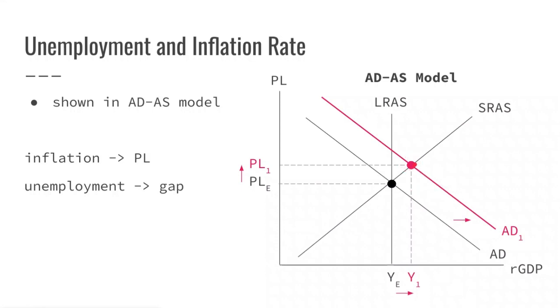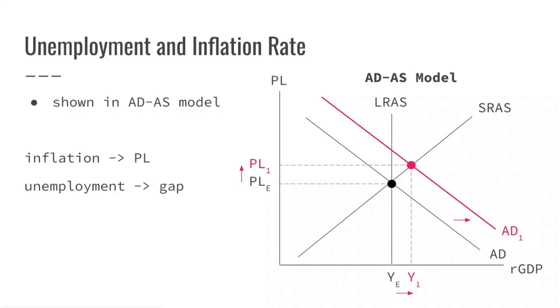From the equilibrium point, we're going to have an increase in price level and also an increase in our GDP. What we can see from price level is that inflation increases when price level increases. Those are kind of the same thing. When price level is high, inflation is also high.